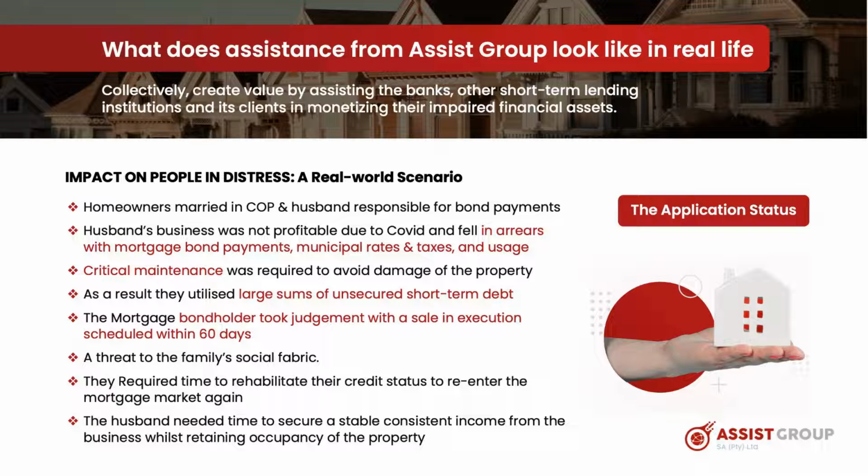The homeowners are married in community of property, and the husband is responsible for payment of the bond. The business operated by the husband is not profitable due to COVID-19 and fell in arrears with mortgage bond payments, municipal rates, taxes, and usage. Critical maintenance was required to avoid damage of the property. The homeowner utilized large sums of unsecured short-term debt to try and address the challenge for their business and arrears. The mortgage bondholder took judgment with a sale in execution scheduled within 60 days, which provided a threat to the family's social fabric. They required time to rehabilitate their credit status to re-enter the mortgage market again. The husband needed time to secure stable and consistent income from the business whilst retaining occupancy of the property.